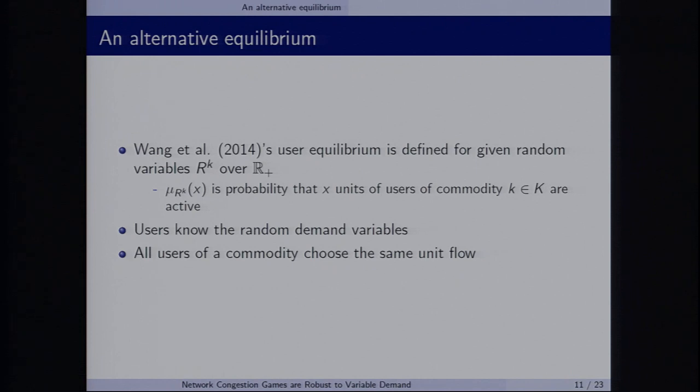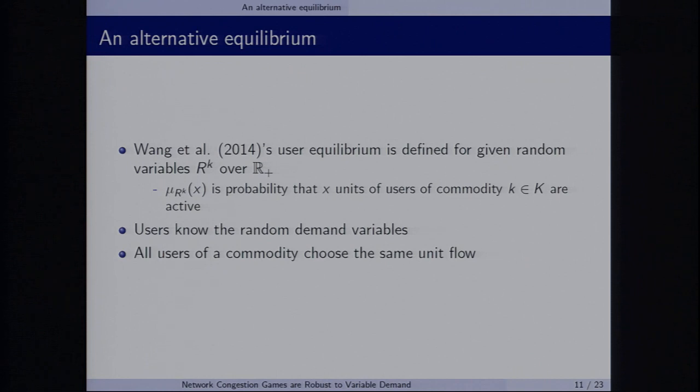They assume that each source-sink pair comes with a random variable over demand levels. So with some probability, demand is 1. With some probability, demand is 2. With some probability... So it's a probability distribution not over subsets of commodities, but over real numbers.